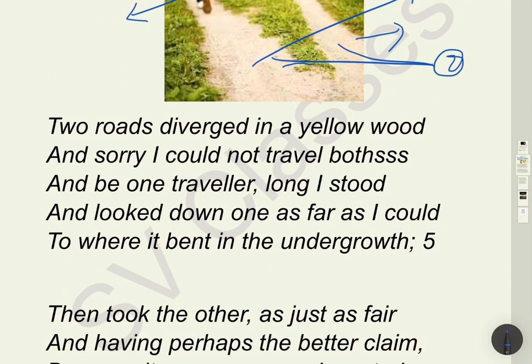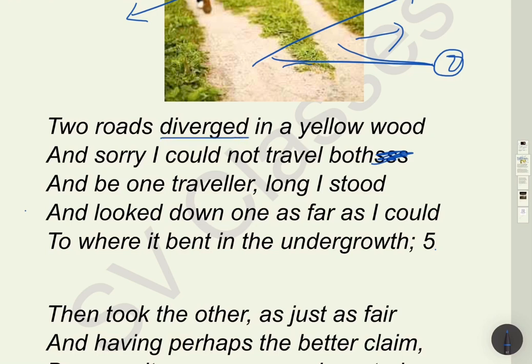The poem has been divided into 4 stanzas. This is our first stanza with 5 lines. Two roads diverged in a yellow wood, and sorry I could not travel both and be one traveller, long I stood, and looked down one as far as I could, to where it bent in the undergrowth. Now let us understand the meaning.